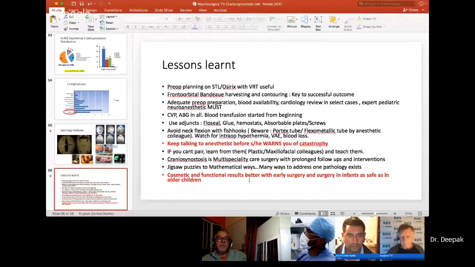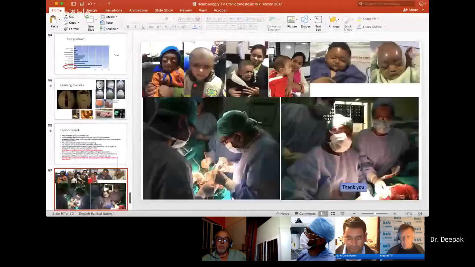And of course, the cosmetic and the functional results are better with the early surgery and surgery in infants as compared to surgery in the older children, I would say.